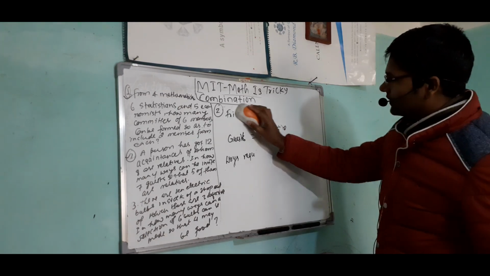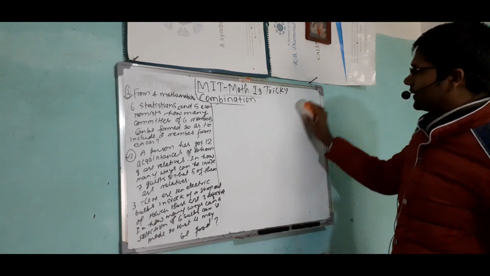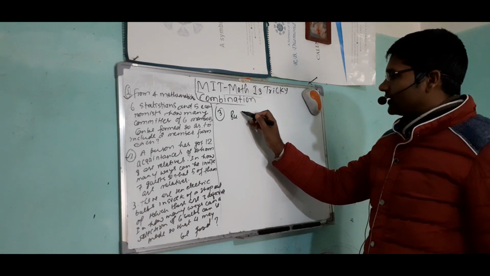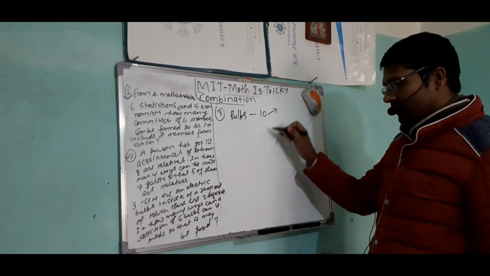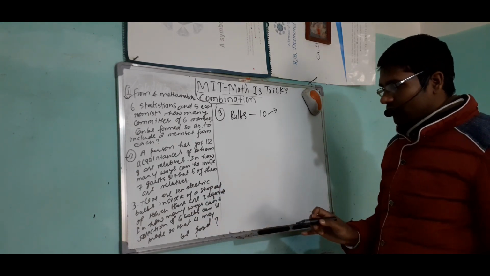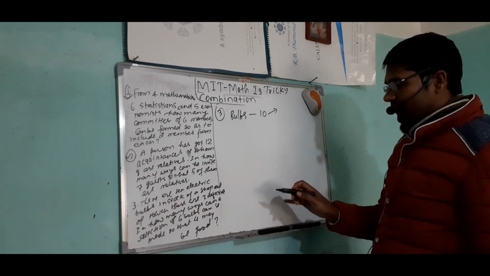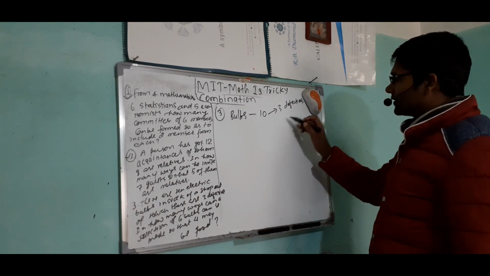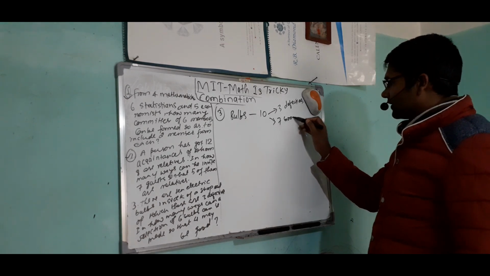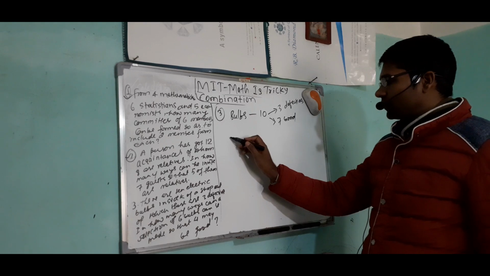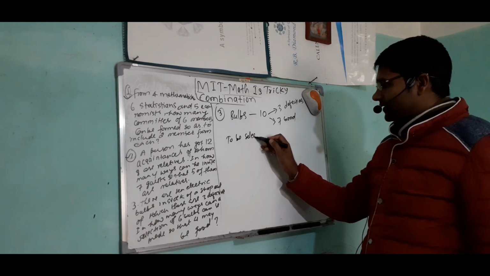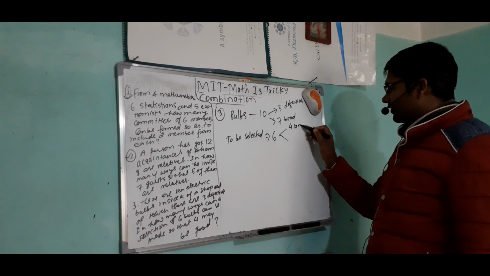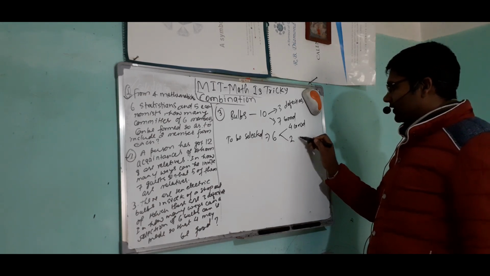Now let me solve question number 3. Look here. There are 10 electric bulbs in the stock of a shop, out of which there are 3 defectives. So obviously 7 will be good. We have to select 6 bulbs. The number to be selected is 6, and out of 6, 4 will be good and obviously 2 will be defective.